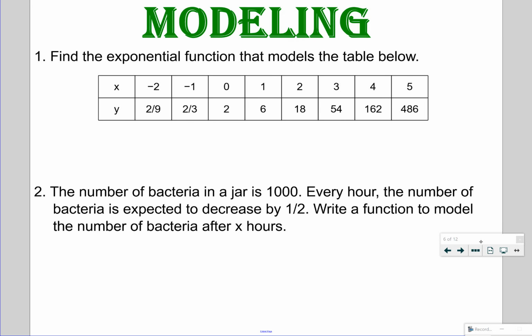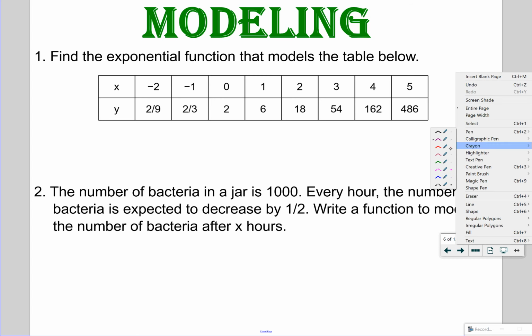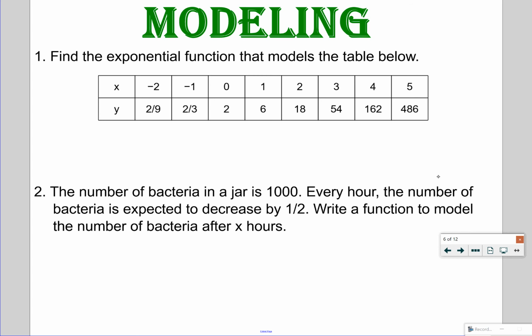Okay, so let's look at this one first. It says find the exponential function that models the table below. And let's say we're doing this without technology. Again, you'll see the technology part of it with our calculator in a little bit. So the first thing you want to look for is an x value that's equal to 0. That x value that's equal to 0 represents your y-intercept, but more importantly for these, that's our a value. And you can see we have that in our table here.